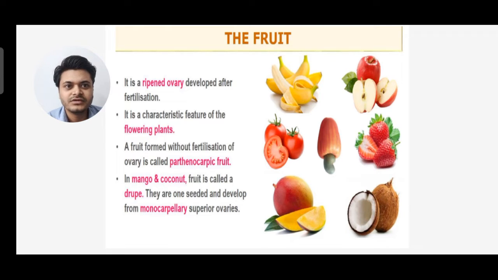In mango and coconut, the fruit is called a drupe. They are one-seeded and develop from monocarpellary superior ovaries. So what is fruit? Fruit is a ripened ovary developed after fertilization. You can see the pictures of fruit on the right hand side. Bananas are there, apples are there, tomatoes are there, strawberries are there, coconut is there, mango is there.